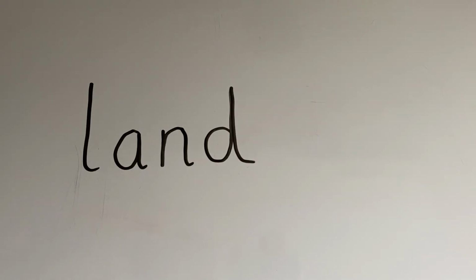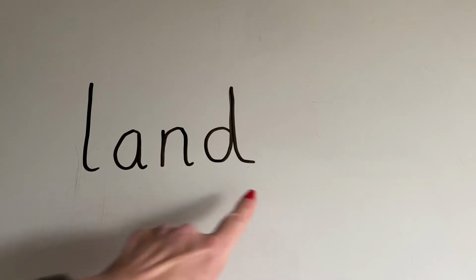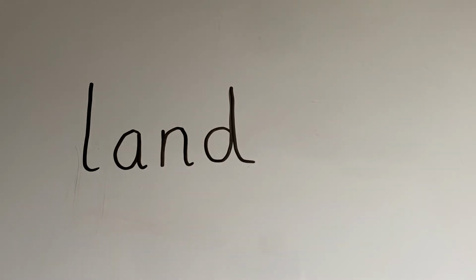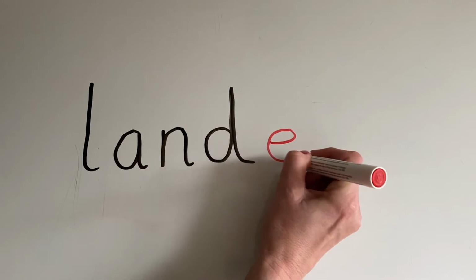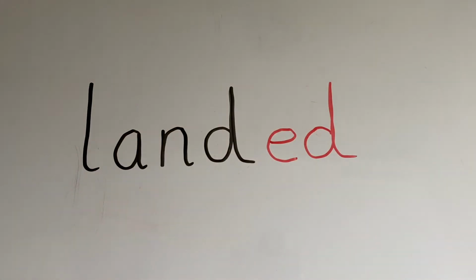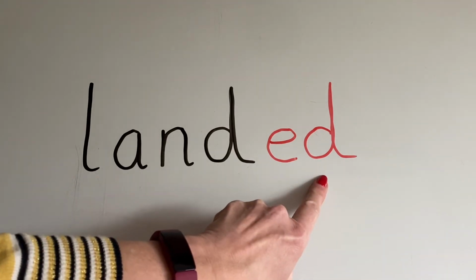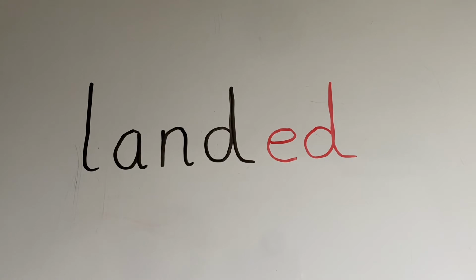Here's my next word. Can you read it? Land. What do I do to make it past tense? That's right. I'm going to add D, squeaky pen. Landed. Our mate Ed landed. I landed on the floor.